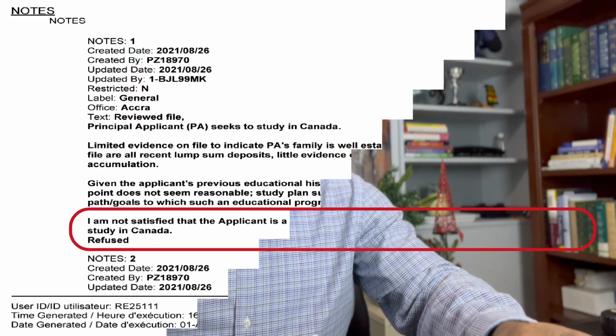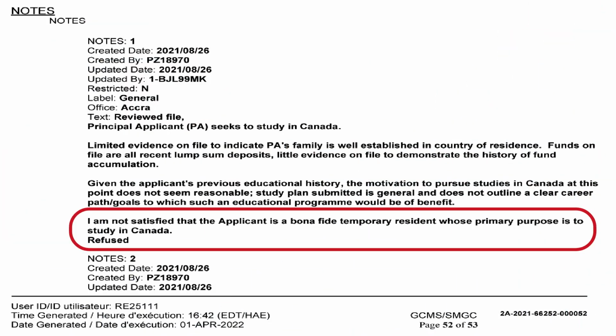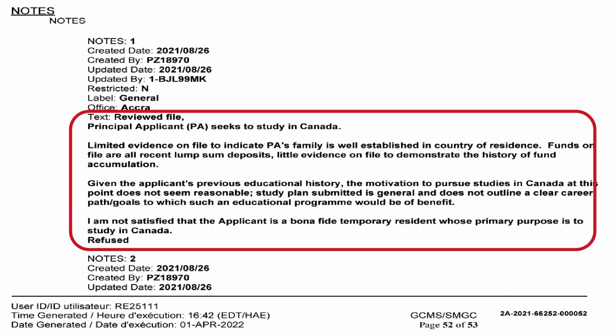Now, when we go on to the next line, you will see that it said, I am not satisfied the applicant is a bona fide temporary resident whose primary purpose is to study in Canada. And the decision, you can see, refused. This is a typical refusal note. When a visa officer writes all this, these are the reasons why the visa officer is refusing.